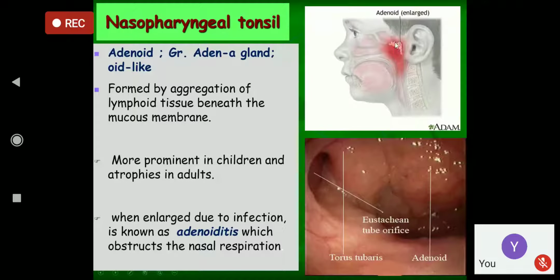We have the aggregation of the lymphoid tissue, and this nasopharyngeal tonsil is more prominent in children, and it atrophies in adults. So it has some clinical conditions that will develop in children. Now, when this gets enlarged due to irritation or infection, that condition is known as adenoiditis. Whenever you have adenoiditis, that will obstruct nasal respiration because this will get enlarged. As a result, nasal respiration will be obstructed. So you can see over here also.